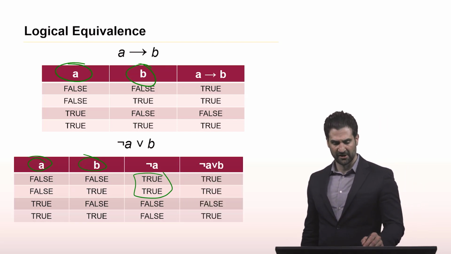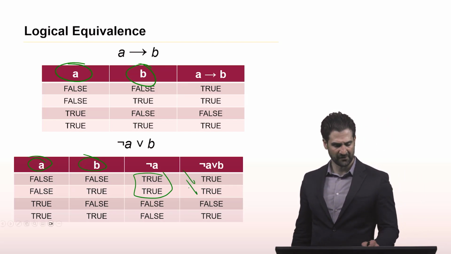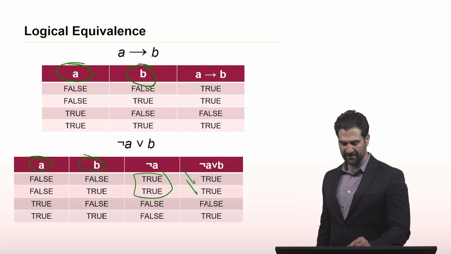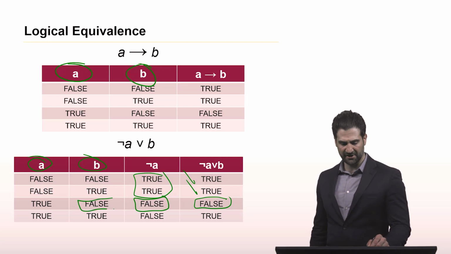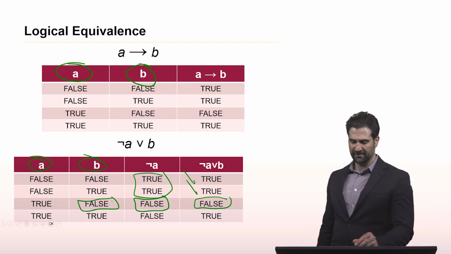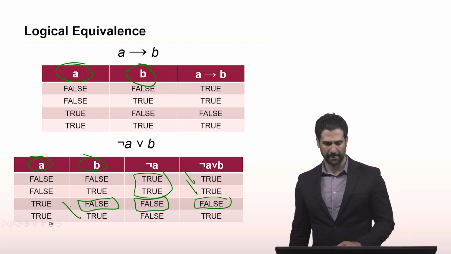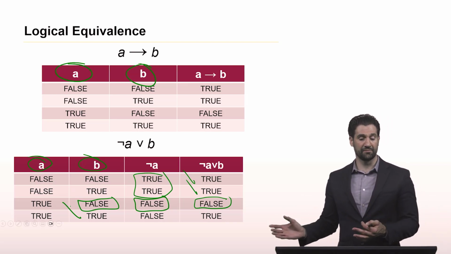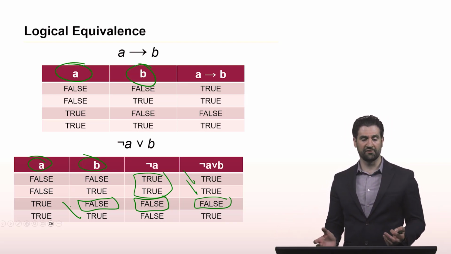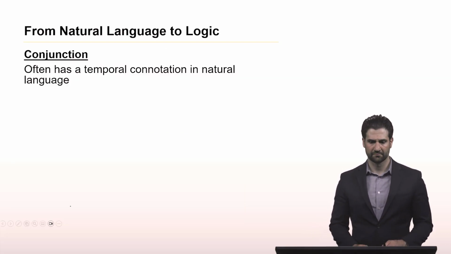So we have these two truth values for not A that make this whole thing true. So this is true and this is true. And this is the only line that ends up being false because not A and B are both false. And finally, the last line is true because B is true. And so as you can see, the formula if A then B is logically equivalent to not A or B.